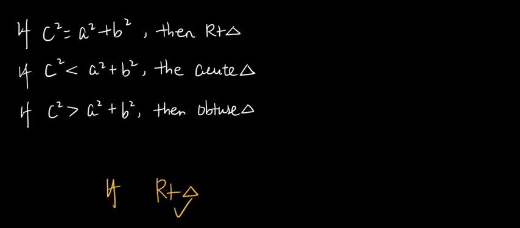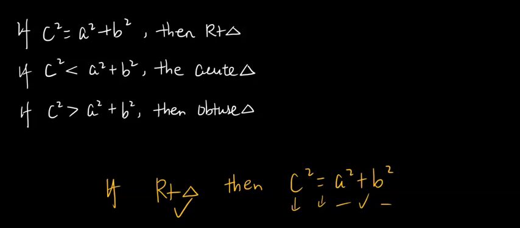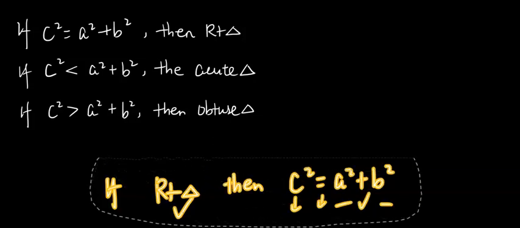We say if it is a right triangle, then we will know c squared equals a squared plus b squared. So c is our hypotenuse. Hypotenuse squared is equal to the sum of the squares of the lengths of the two other legs. So if you already know this is a right triangle, then you will say c squared equals a squared plus b squared.